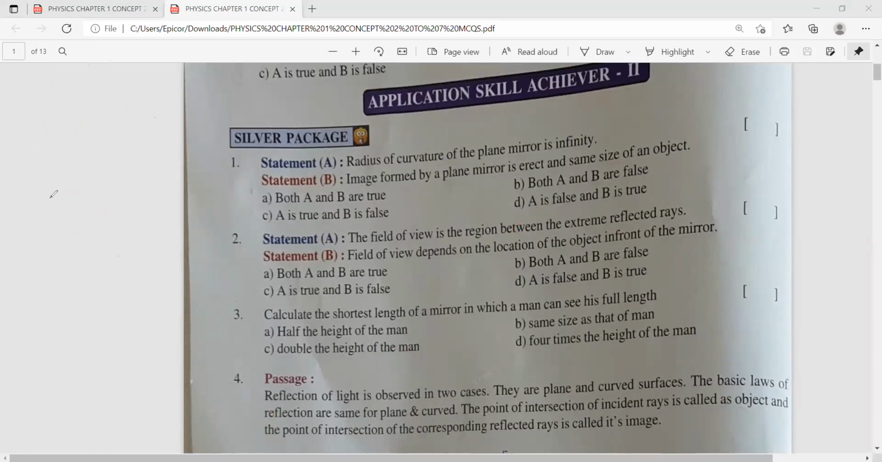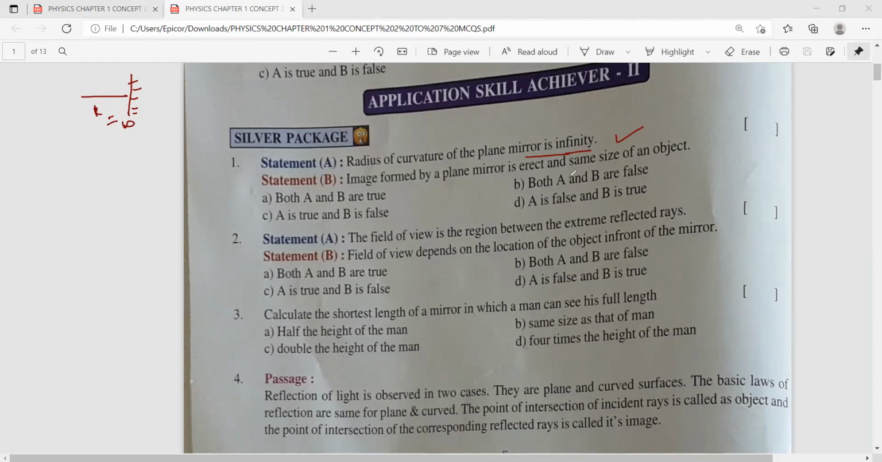Fifth question: the radius of curvature of a plane mirror is infinity. Children, I already told you, a plane mirror we cannot extend and make into a circle. So up to infinite distance we can see. So the radius of curvature is infinity, that is true. There is no radius. I think in maths you have learned, for a straight line, where is the radius of the straight line? The radius of a straight line is infinity. We cannot take that radius. The center is at infinity.